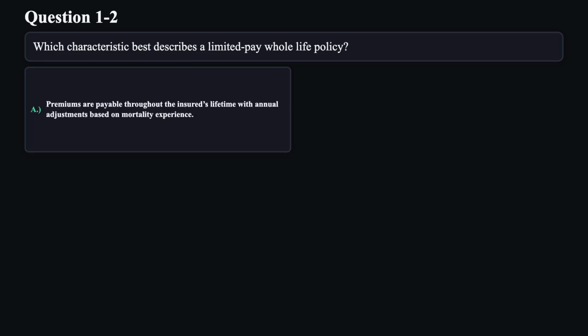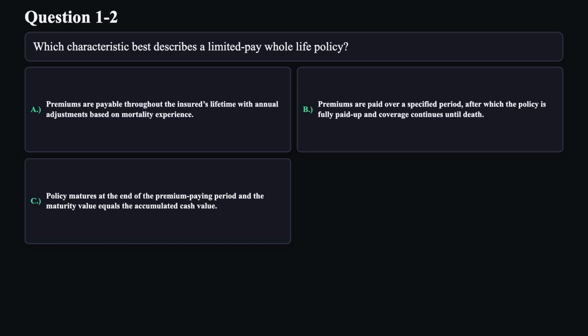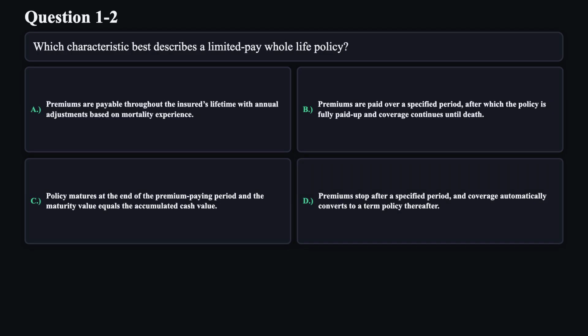Question 2. Which characteristic best describes a limited pay whole life policy? A. Premiums are payable throughout the insured's lifetime, with annual adjustments based on mortality experience. B. Premiums are paid over a specified period, after which the policy is fully paid up and coverage continues until death. C. Policy matures at the end of the premium paying period, and the maturity value equals the accumulated cash value. D. Premiums stop after a specified period, and coverage automatically converts to a term policy thereafter.